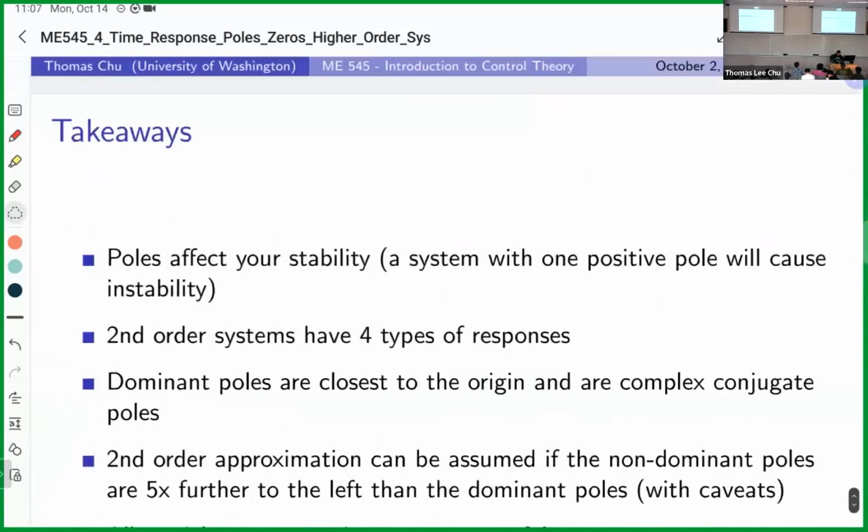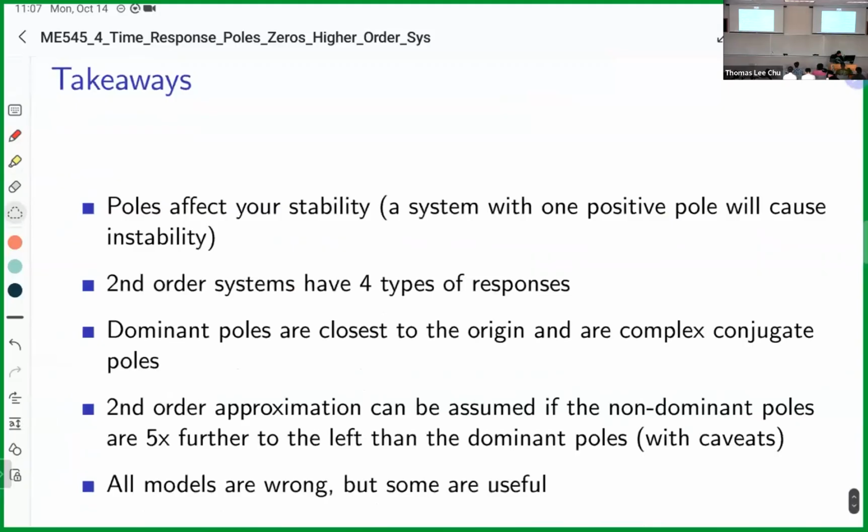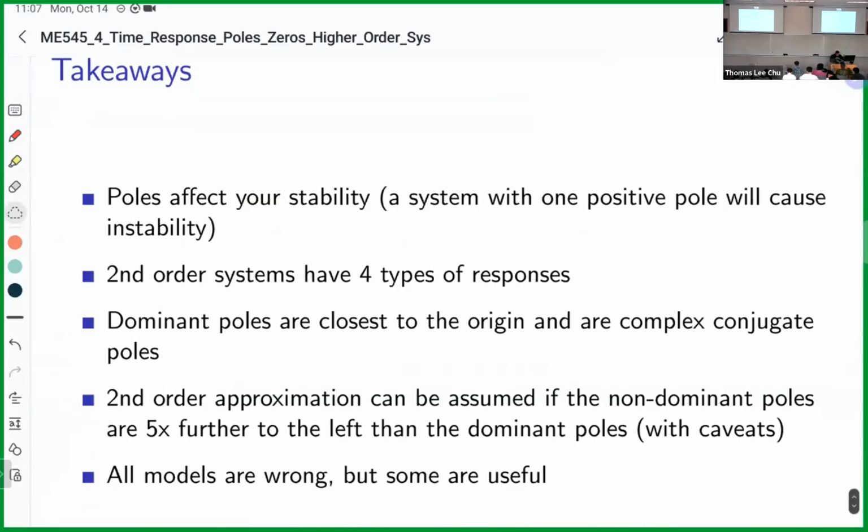Okay, so some takeaways with this section: poles affect your stability. A system with one positive pole will cause instability. Second order systems have 4 types of responses, and dominant poles are the complex conjugate poles closest to the origin. This is a textbook definition. These are not my words.